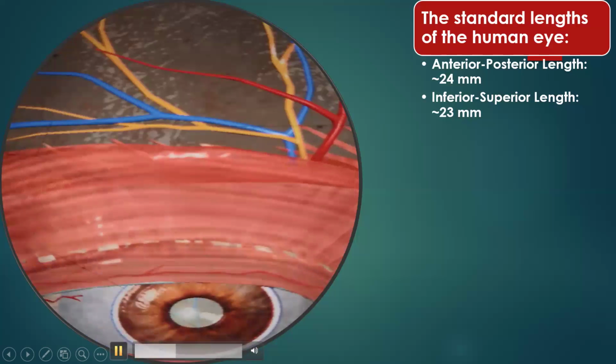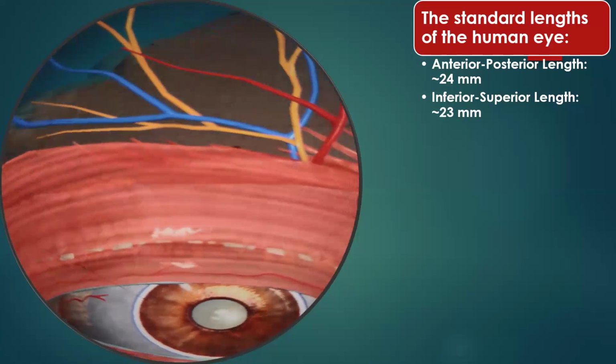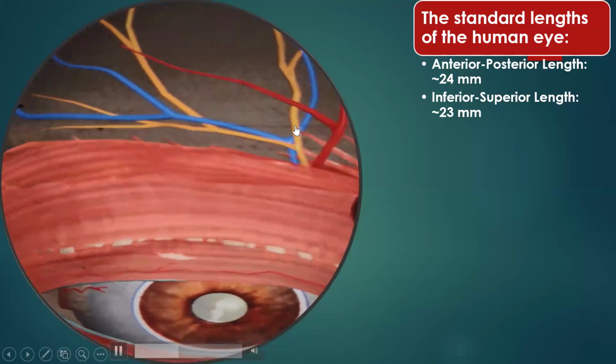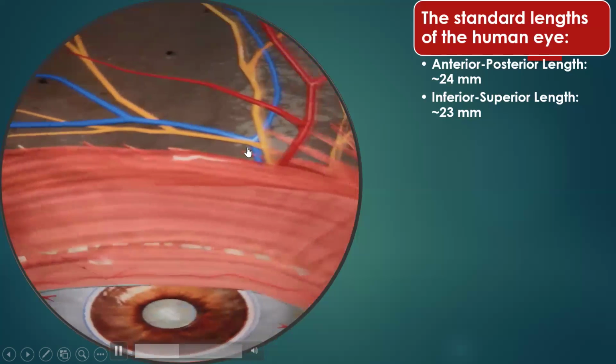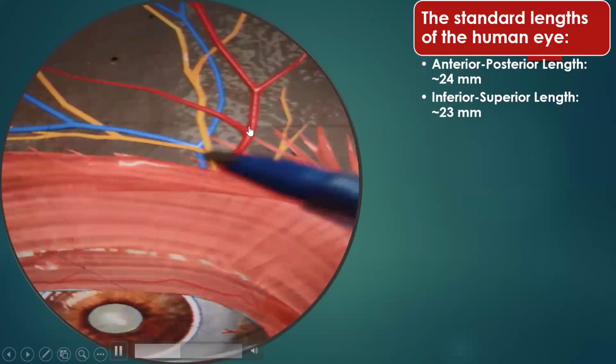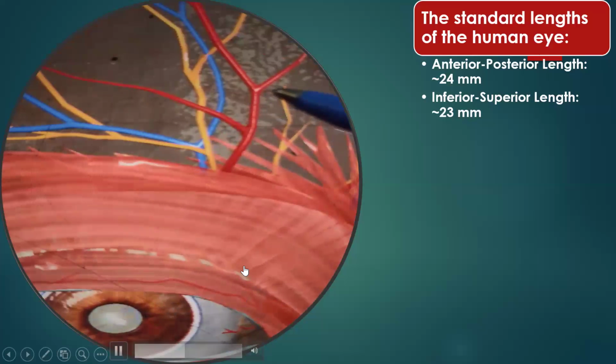Now let's look at the blood vessels that supply this part of the eye. This yellow one is known as the supraorbital nerve, whereas this blue one is known as the supraorbital vein, while the red one is known as the supraorbital arteries. So these arteries supply blood and the vein also drains deoxygenated blood from the eyes.